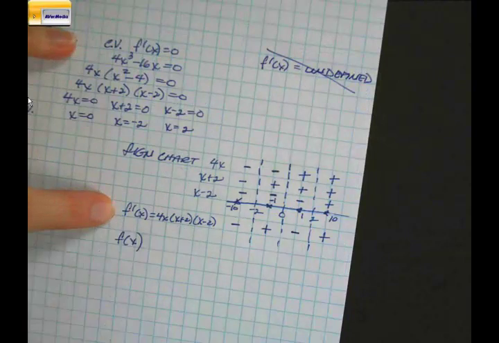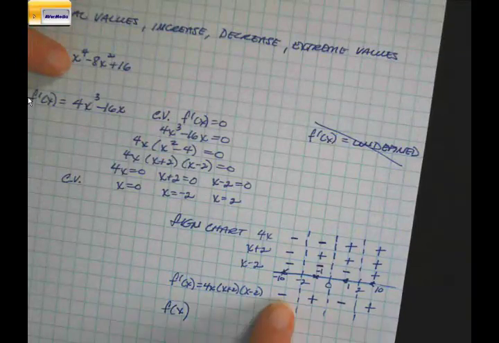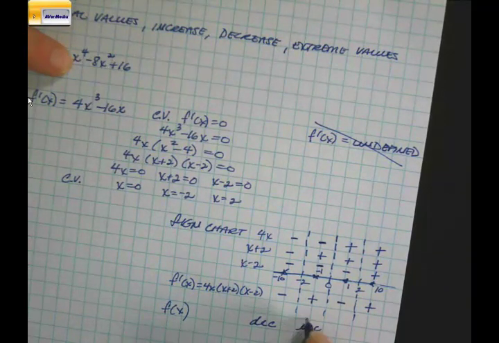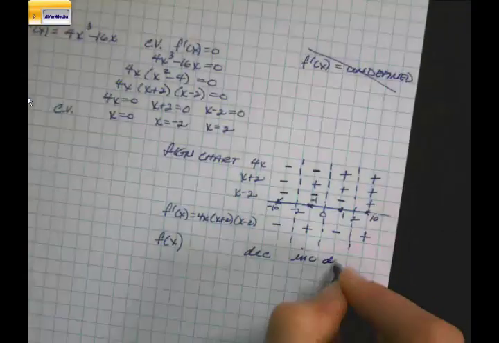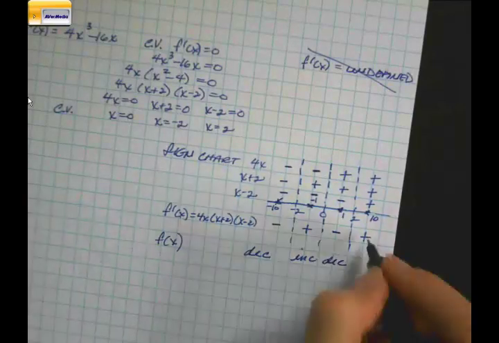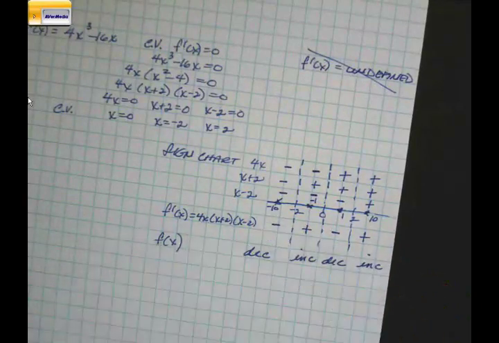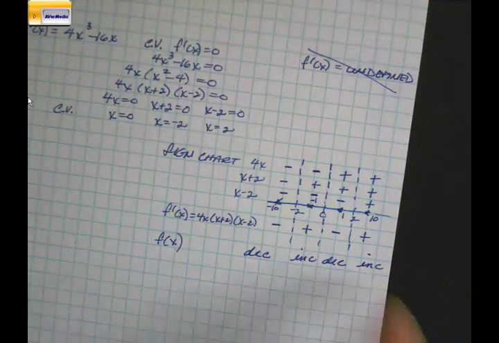According to this sign, my f of x function, which was x to the fourth minus 8x squared plus 16, this original function, if the first derivative is negative, the original function must be decreasing in this region. If the first derivative is positive, my original function must be increasing in this region. Again, if the first derivative is negative, my function is decreasing in this region. And if my first derivative is positive, my original function, the x to the fourth function, is therefore increasing again. So your intervals of decreasing and increasing are listed right here.